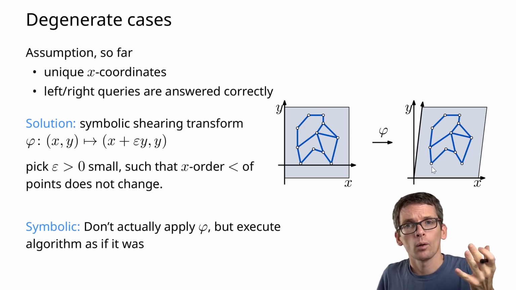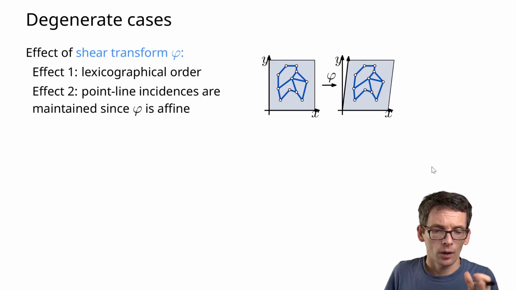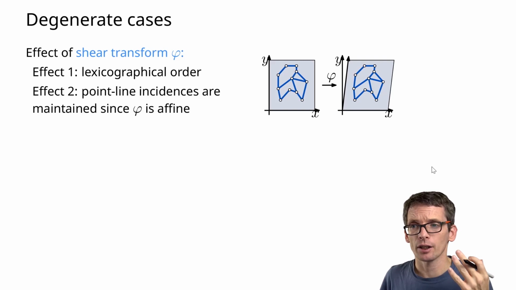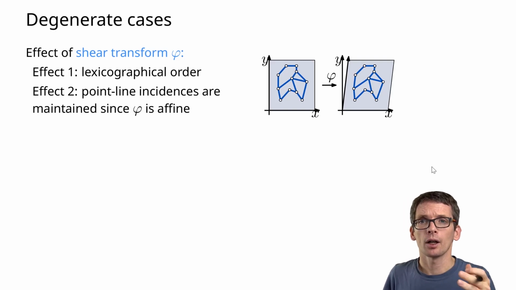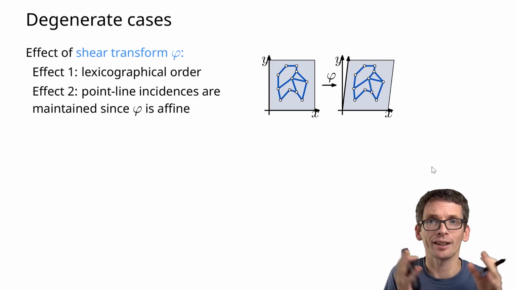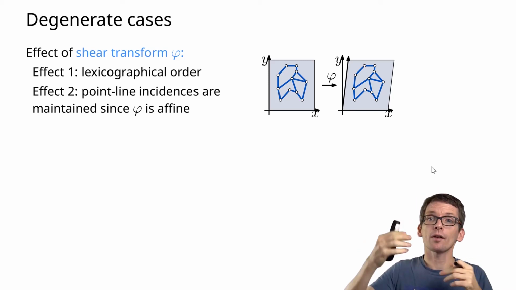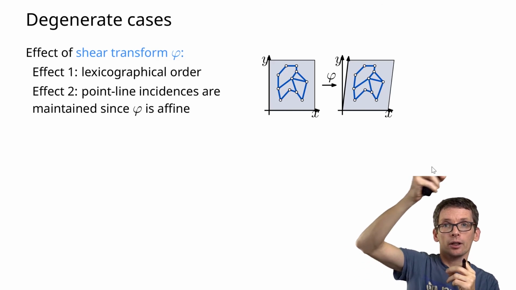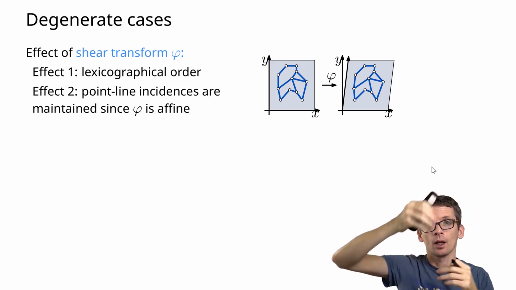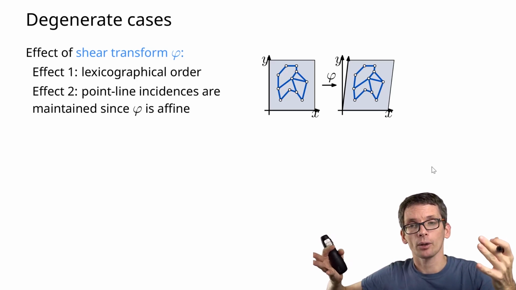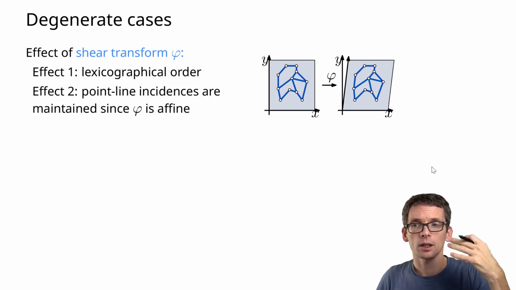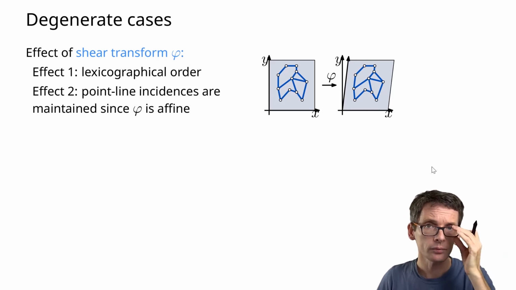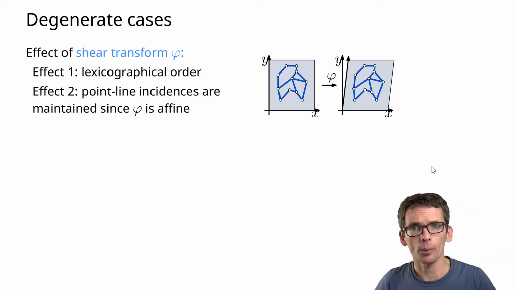Specifically, what is the effect of such a transformation? It essentially just means that we're going to handle vertices lexicographically. So the new x order is the old x order, except if they had the same x coordinates, the one with the larger y coordinate will come slightly later. So we're going to use lexicographical ordering, but it also means that all of the point-line incidences will still be maintained. Let's see how that affects the operations that we needed for the algorithm.